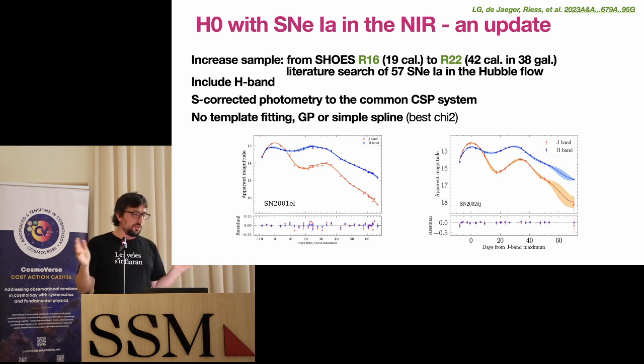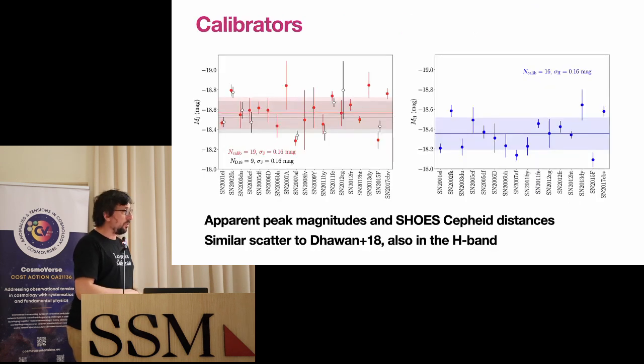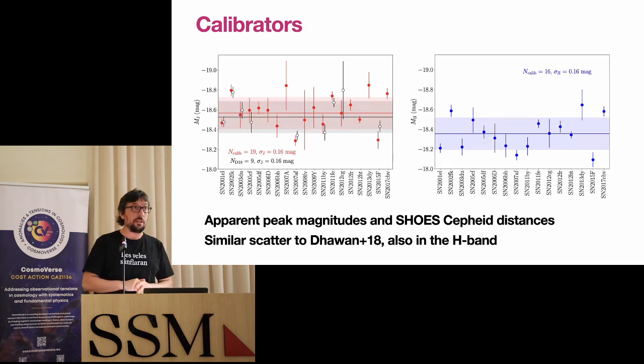We corrected photometry to put it in the same system, something that you have to do, even when the data has been observed with different telescopes; we want to have all the photometry in the same system. And as Suhail did, we didn't use template fitting, just a Gaussian process for the light curve, as you can see here in these 2 examples, and just get the peak magnitude in J and H. So these are the calibrators. As I said, we went from 9 to 19 in J in the updated sample, and we also include H, where we get 16 of the 42 calibrators with near infrared light curves.